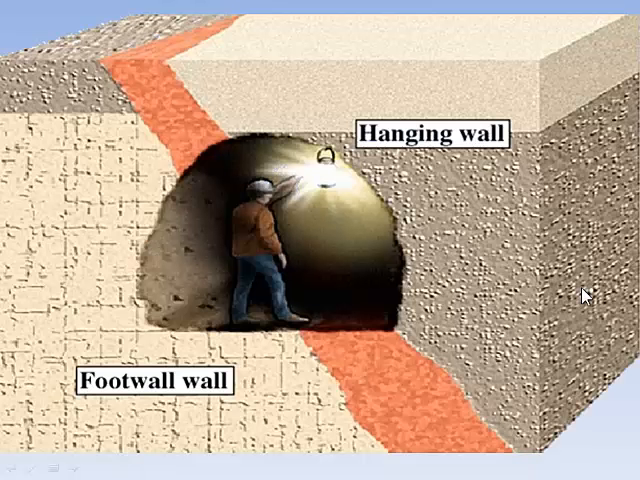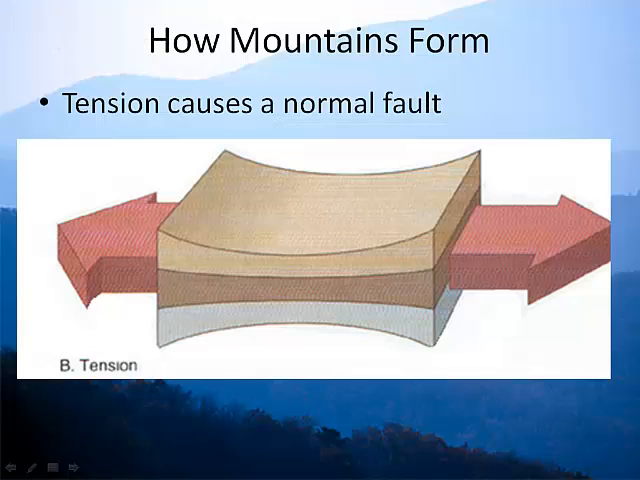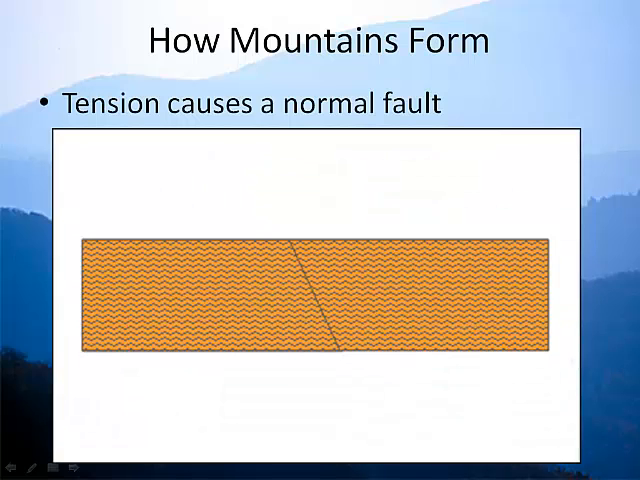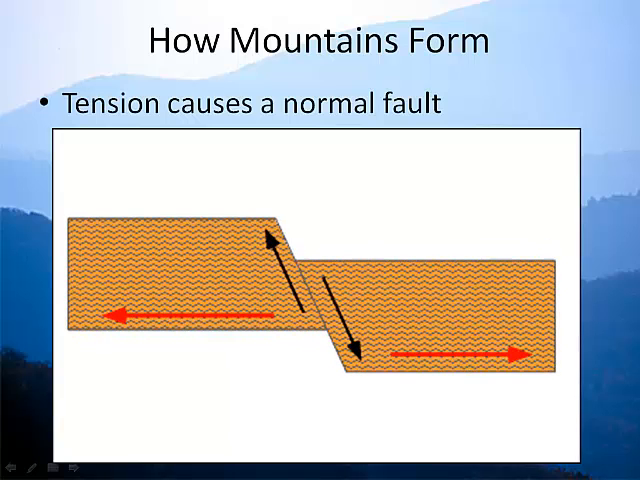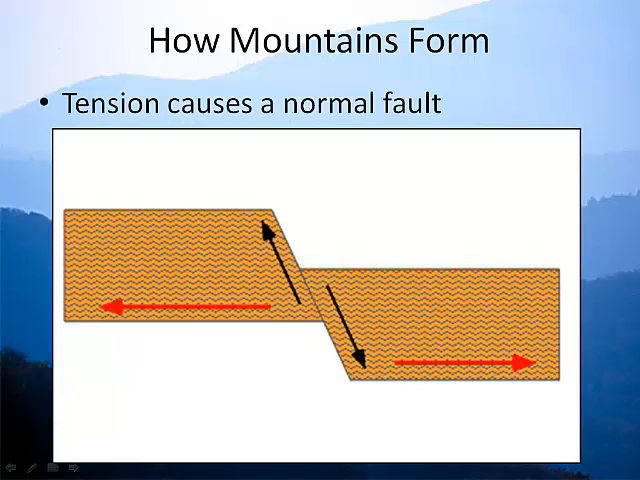All right, here's a close-up of it. So as they're tunneling along the fault, removing the ore, this part of the fault would be called the hanging wall, and this part would be called the footwall. Tension causes what we call a normal fault. So if we stretch the rock, then we get what's called a normal fault. And what happens is the footwall moves up and the hanging wall moves down.